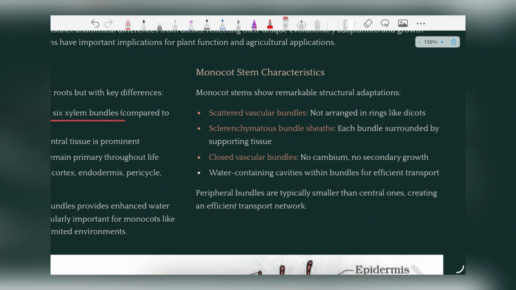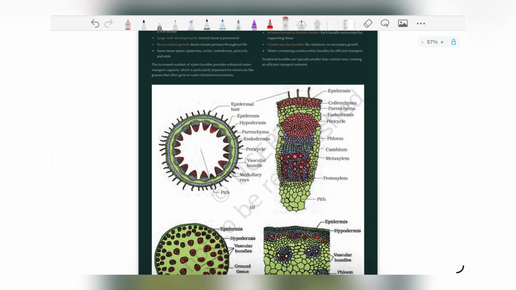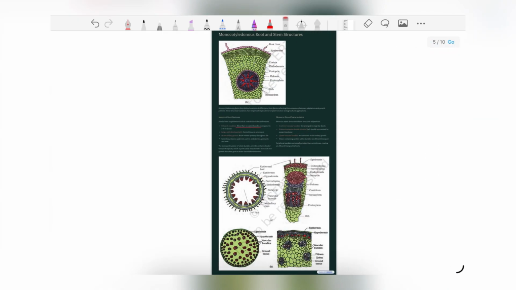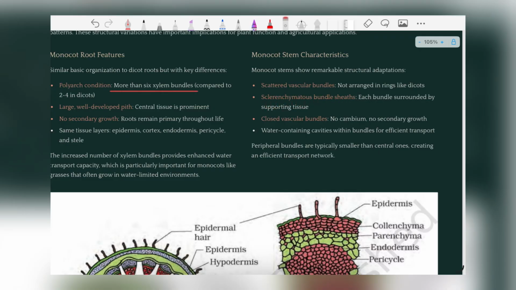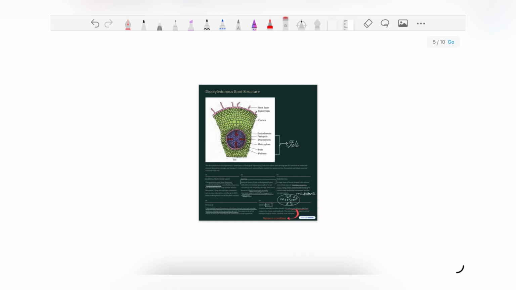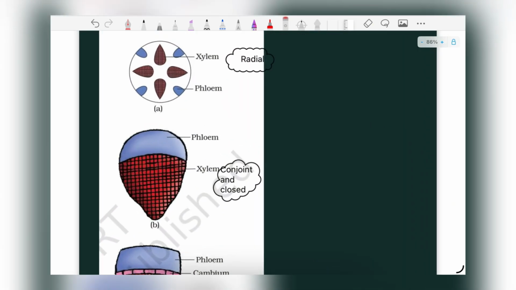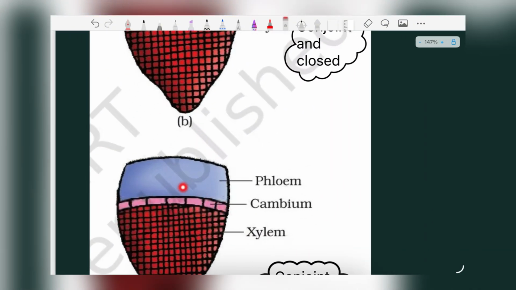In monocot stem characteristics, monocot stems show remarkable structural adaptation, scattered vascular bundles, not arranged in rings like dicots, as you can see over here, like this. Sclerenchymatous bundle sheaths, each bundle surrounded by supporting tissue. Closed vascular bundle, no cambium, no secondary growth, like here, as you can see. No cambium is found here, therefore closed and conjoint, there is no cambium, whereas here it is cambium, therefore it is open.